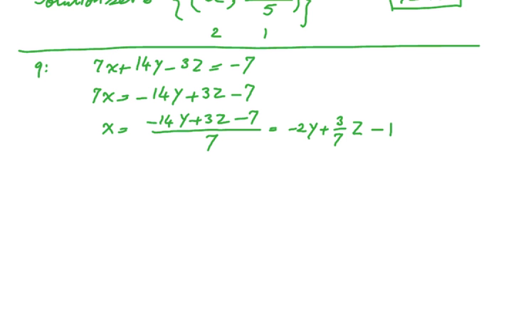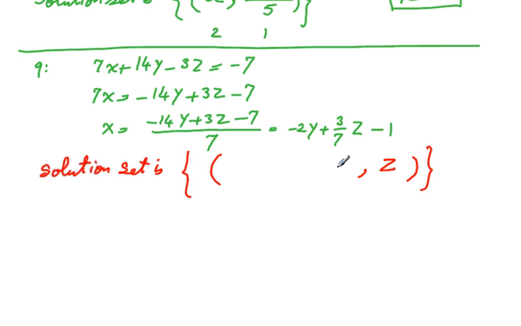Now if I want to write the solution set here, what do I do? Solution set of this. How many elements are in each solution? 3 elements. There is an x and a y and a z. Who did we choose? We chose z to be z, we chose y to be y, and x is whatever this is, minus 2y plus 3/7 of z minus 1. So you can call this style 1.